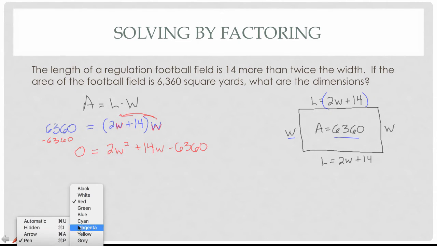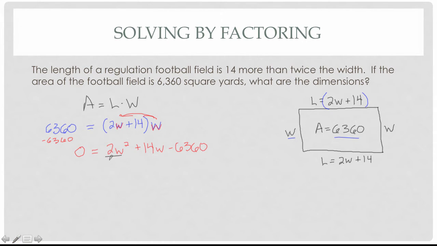And just because I can do it, let's go ahead and do some algebra. We'll divide everything on both sides by 2 to simplify it out even further to help us out. So we've got 0 equals w squared. I got a leading coefficient of 1. I like that. Plus 7w minus 3,180. To make it a little bit easier to work with.